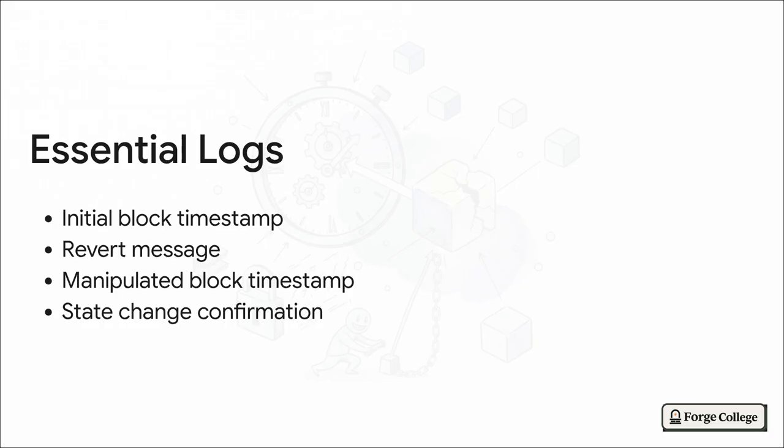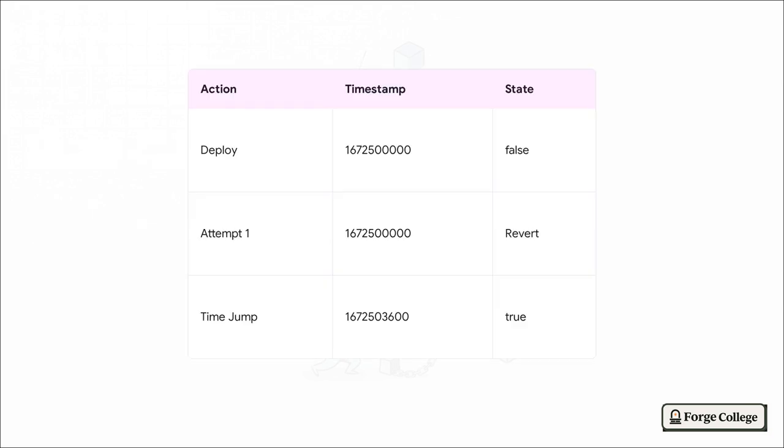The initial timestamp to show where you started. The revert message to prove that the gate was, in fact, originally locked. The manipulated timestamp to prove your time jump actually worked. And finally, the exact state change, which in our case is a variable called privileged action done flipping from false to true. Just take a look at how beautifully this data maps out the timeline of our exploit.